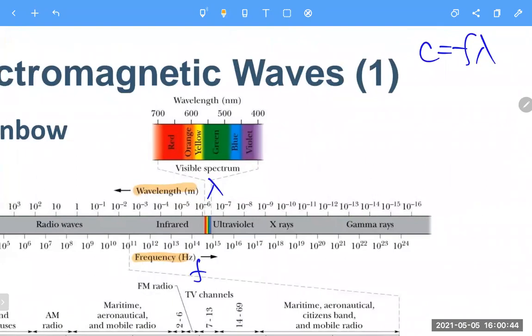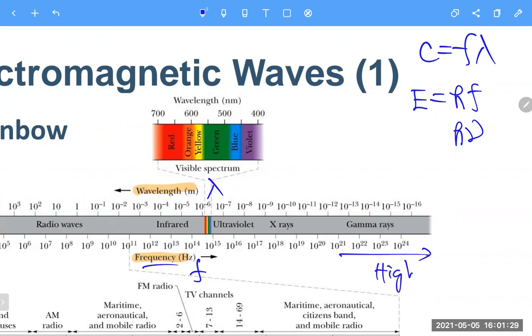Also, this semester I don't have time to talk about modern physics, but the energy for a photon will be h times f, or sometimes the textbook writes it as h nu using the Greek letter. I don't think there is a difference between them. It means that if the frequency is higher, the energy should be higher, so these are the so-called high energy. So we have high frequency on the right side, which means we also have high energy on the right side.